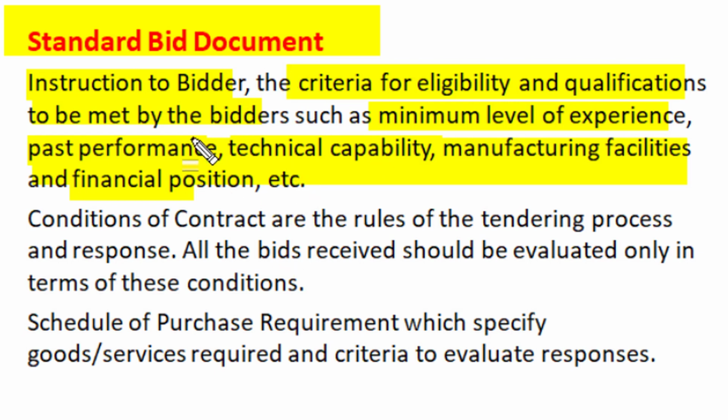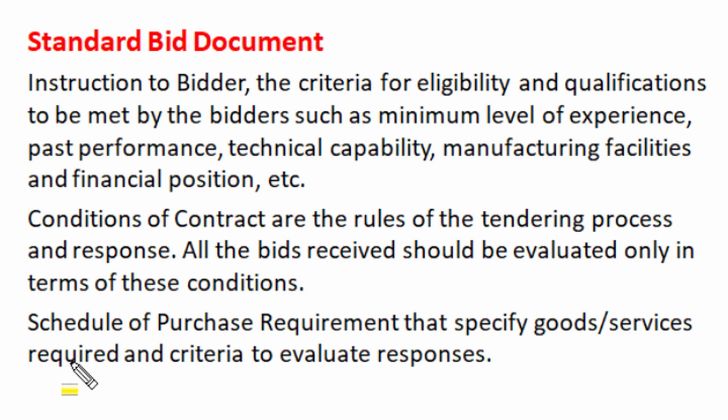Now, the standard bid document also includes conditions of contract, the rules of the tendering process, and the responses required in the tender process. All the bids which are received in the tender process should be evaluated only on the basis of, or in terms of, these conditions of contract. The standard bid document also includes a schedule of purchase requirements that specifies what goods and services are required by the purchase entity, and criteria to evaluate bid proposals.